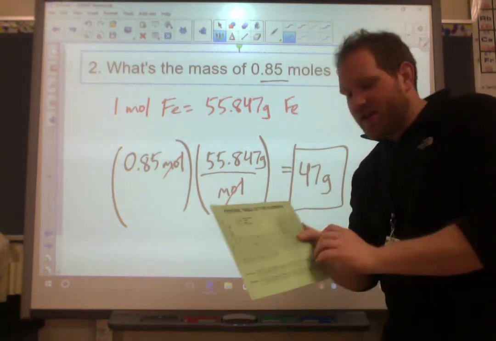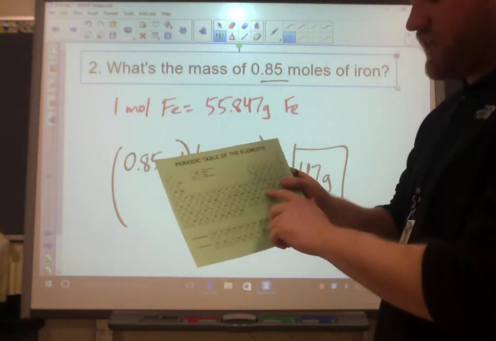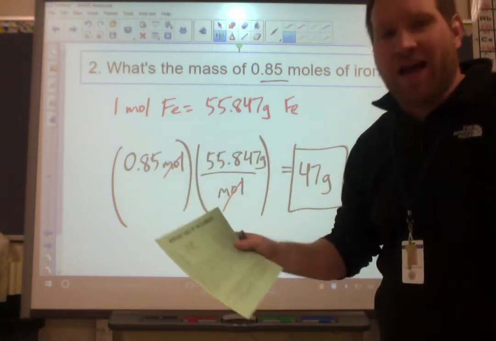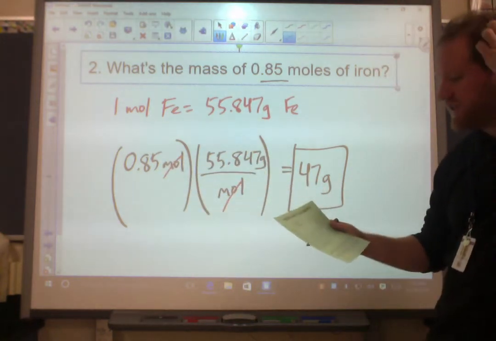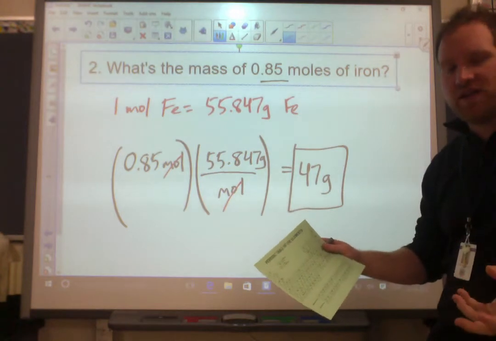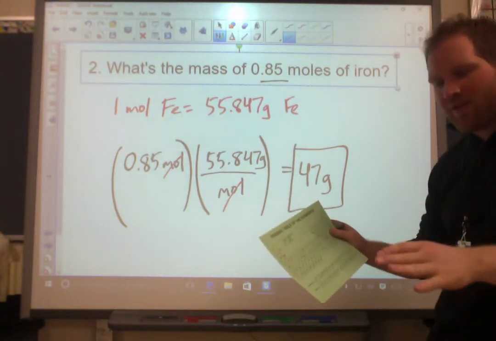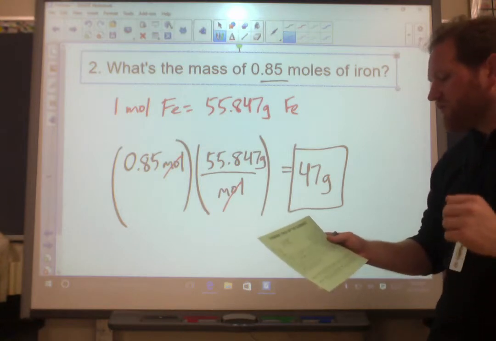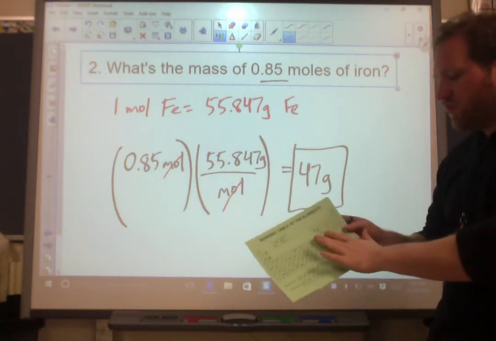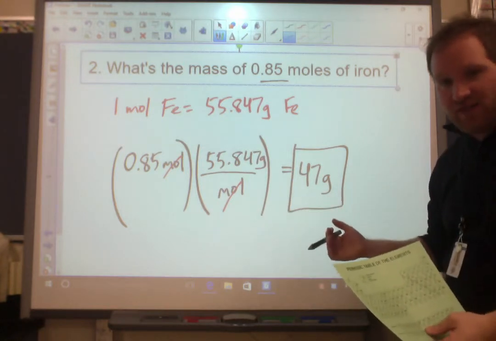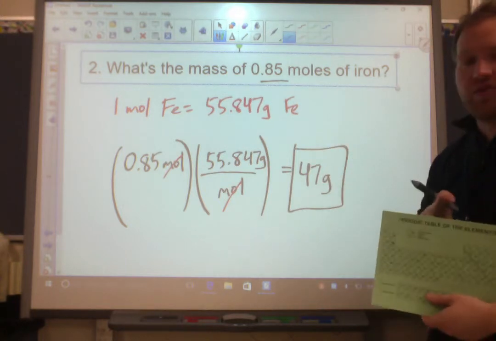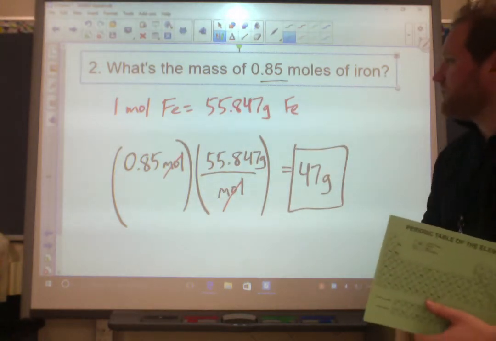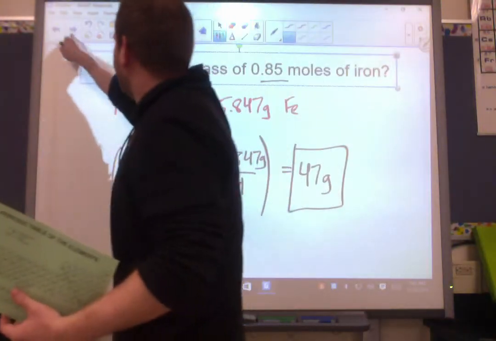Now let me stop here real quick. The number underneath the element, you may know that as the atomic mass from like biophysical science, which is how much the atom actually weighs. Now that's true. It is how much the atom weighs, but that's in a special unit called the atomic mass unit. So the atomic mass unit weight is the same thing as the molar mass in grams, and that's what we're going to be using it for, molar mass. Okay? So let's move on.